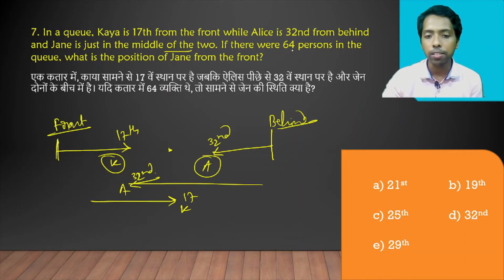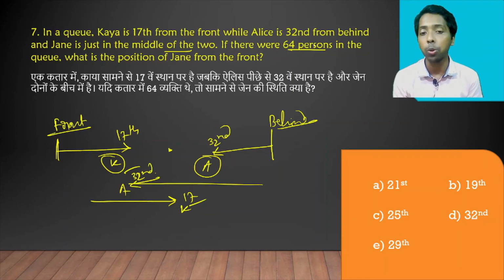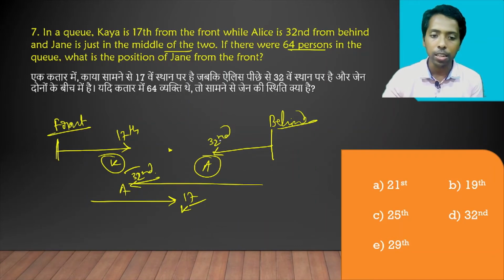If there are a total of 64 persons in the quiz, then the 17th and 32nd positions overlap only if the total is less than 49, the sum of the 32nd and 17th positions. Now the total is 64, so there is no question of the total number being 49 or fewer. Obviously not, because 64 persons are there. So there is no possibility of an overlapping condition. So this is 17, this is 32.